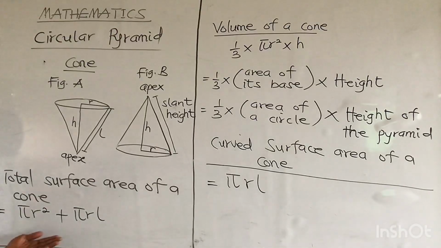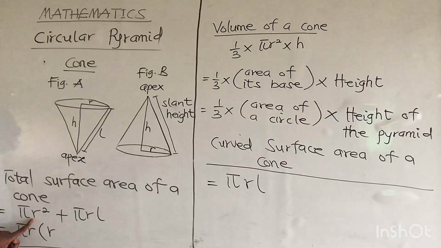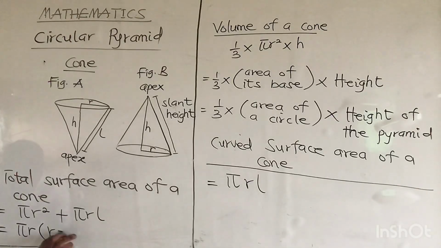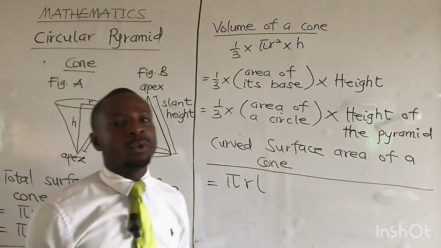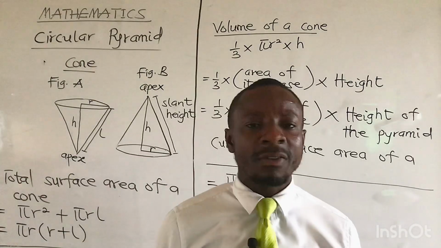So sometimes you can do some factorization. So pi here, we can factor pi out. R squared, another r, we can factor r out. And it will be left with one r here, so that when they multiply, we can still get a pi r squared. Then pi r has been brought out, so it will be left with only l. So pi r bracket open, r plus l will be the total surface area of a cone.